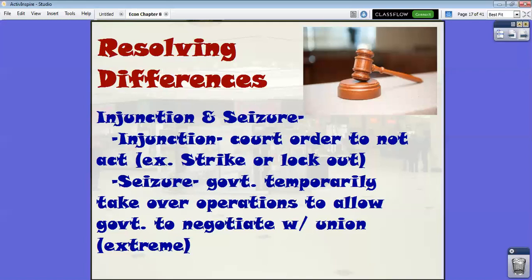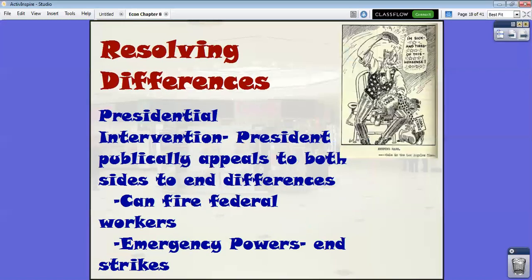The most extreme way that we can see the government involved is through presidential intervention. The president has an option. He or she can publicly appeal to the sides to pressure them into coming up with some type of an agreement. Or if it is a job where there are federal workers, they can actually get involved and fire federal workers and then hire workers who will actually go to work.